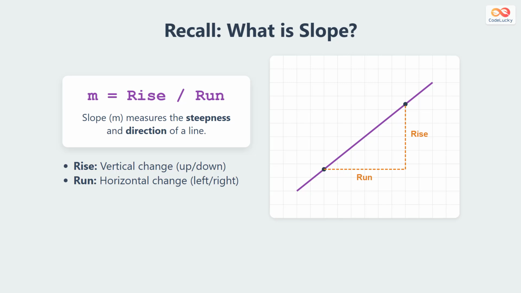To understand parallel lines algebraically, we need to recall the concept of slope. Slope, often represented by the letter m, measures the steepness and direction of a line. We calculate it as the rise over the run, or the vertical change divided by the horizontal change.